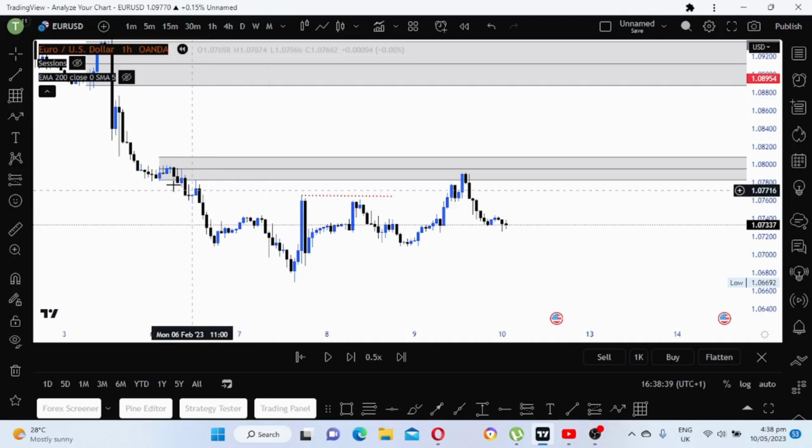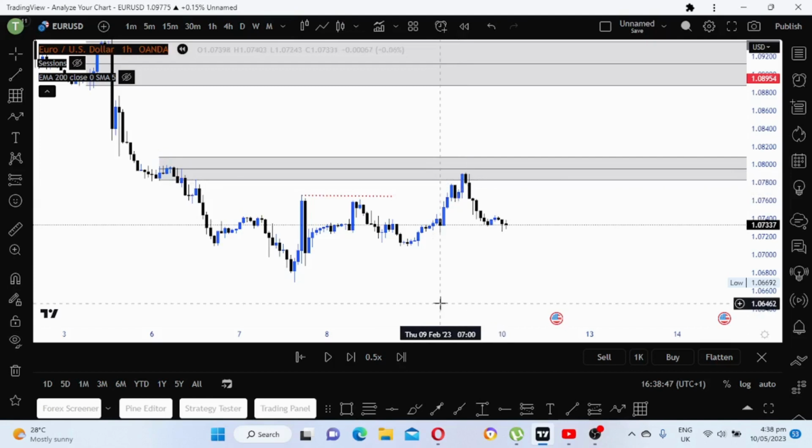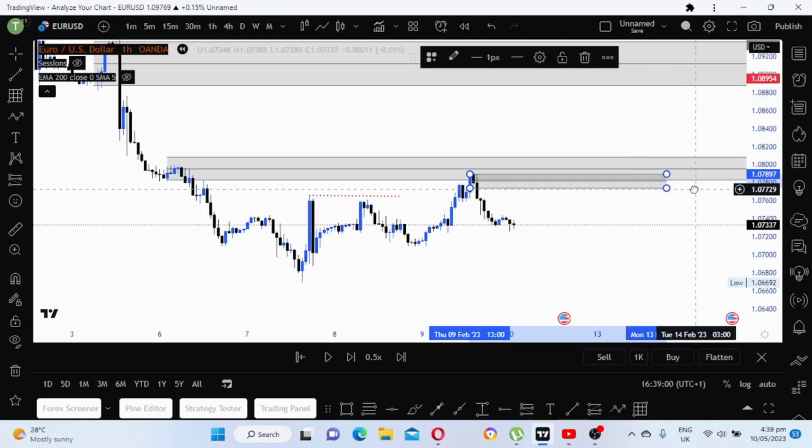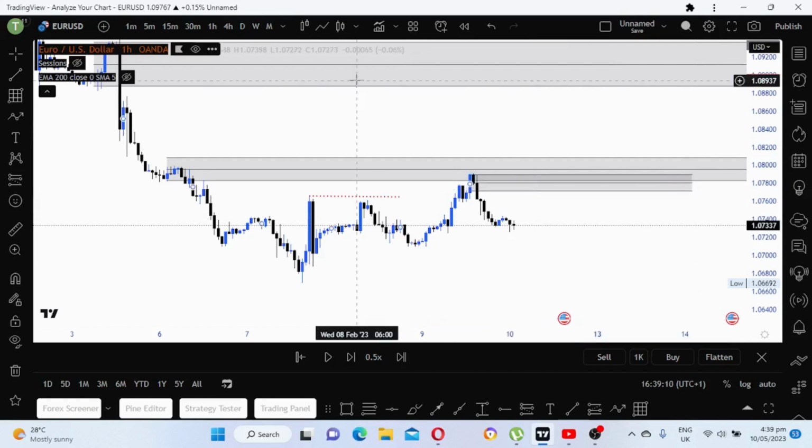So now, as you can see, let's proceed. Price already tapped into this supply zone. We have to draw another supply zone because that one was drawn on a higher time frame, which is H4. So now I draw another one on H1.